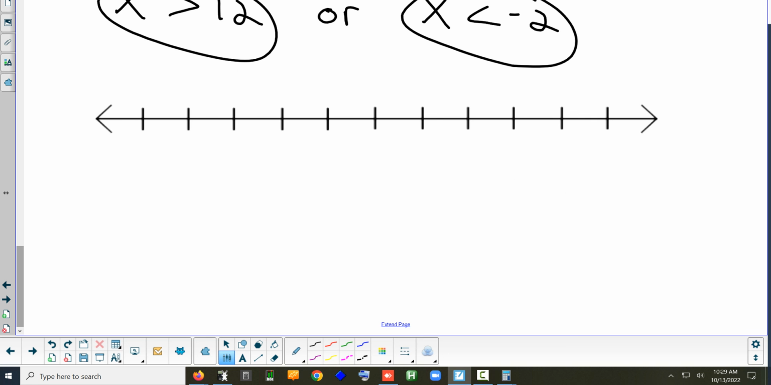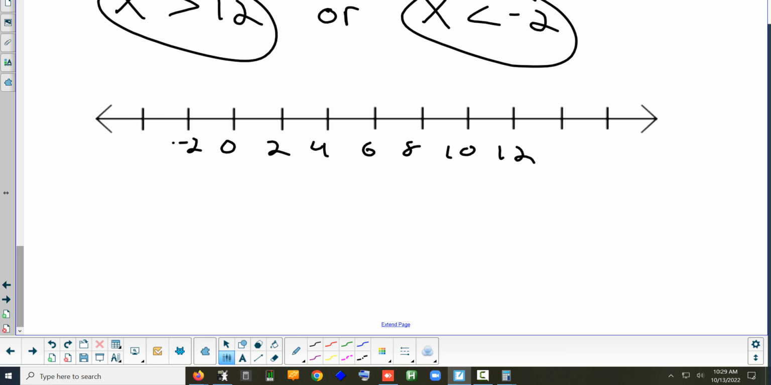All right, let's make our number line. Let's go by 4s. So negative 2. Actually, yeah, let's go by negative 2s. I think that'll be okay. 2, 4, 6, 8, 10, 12. That's good. Okay, what kind of circle on negative 2?